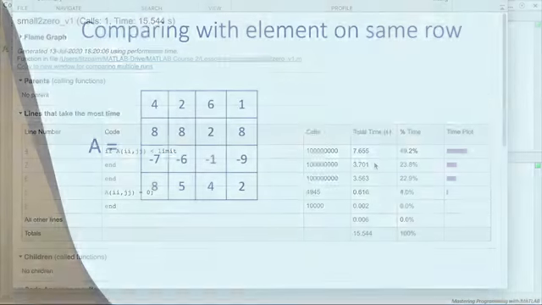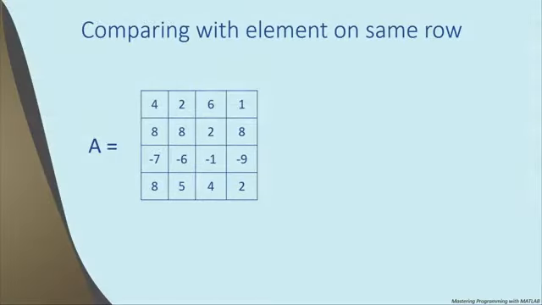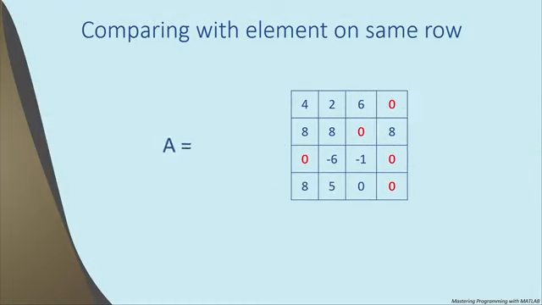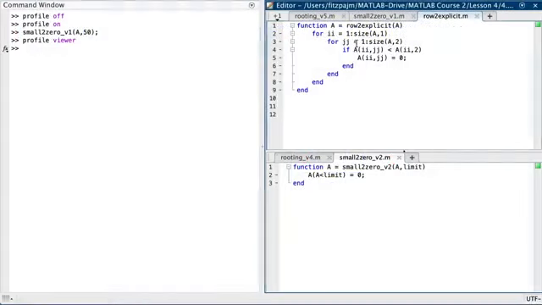Now let's look at another problem. Set every element of the array A to 0 that's smaller than, say, the second element in its own row. For that problem, it might seem that a nested loop solution is the only option. Say like this.